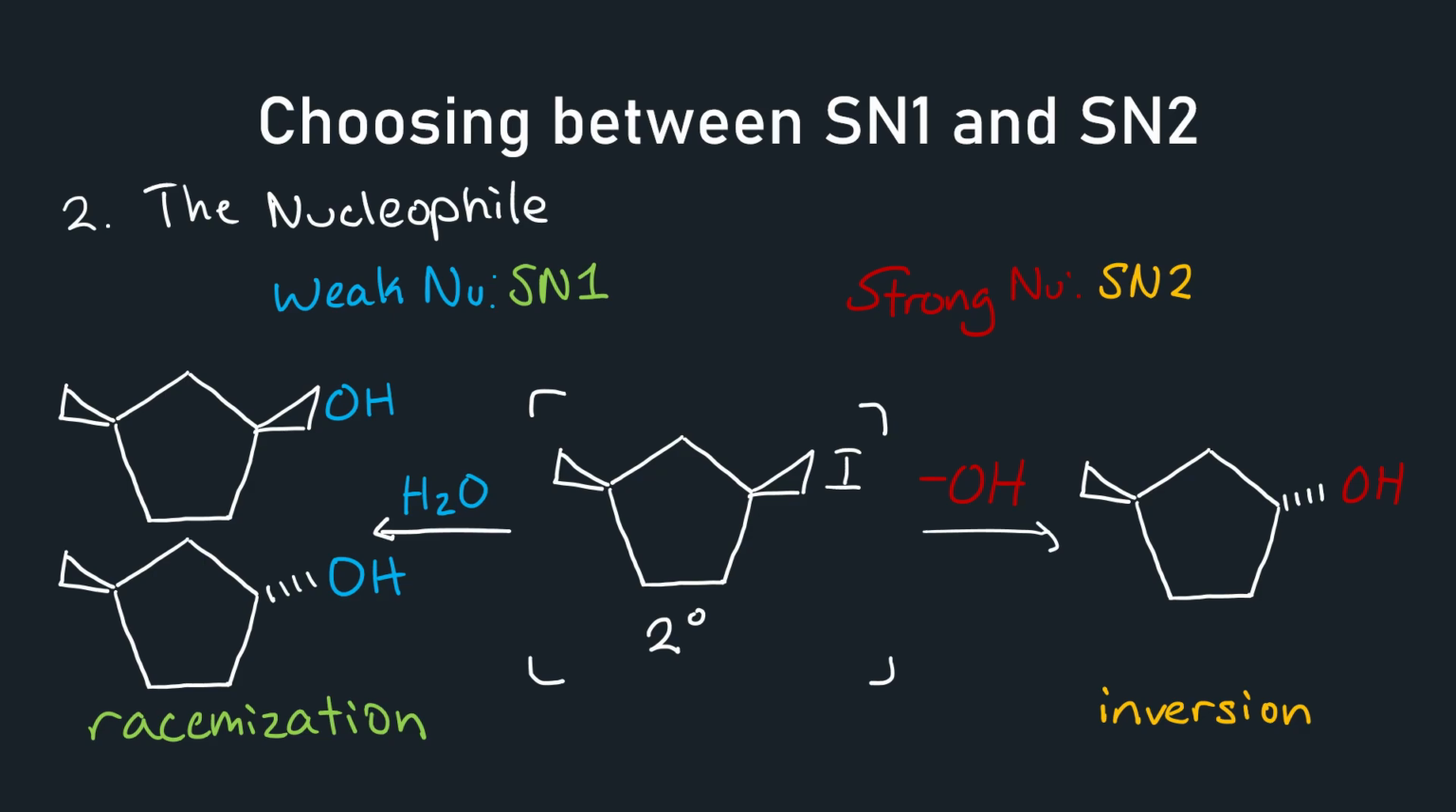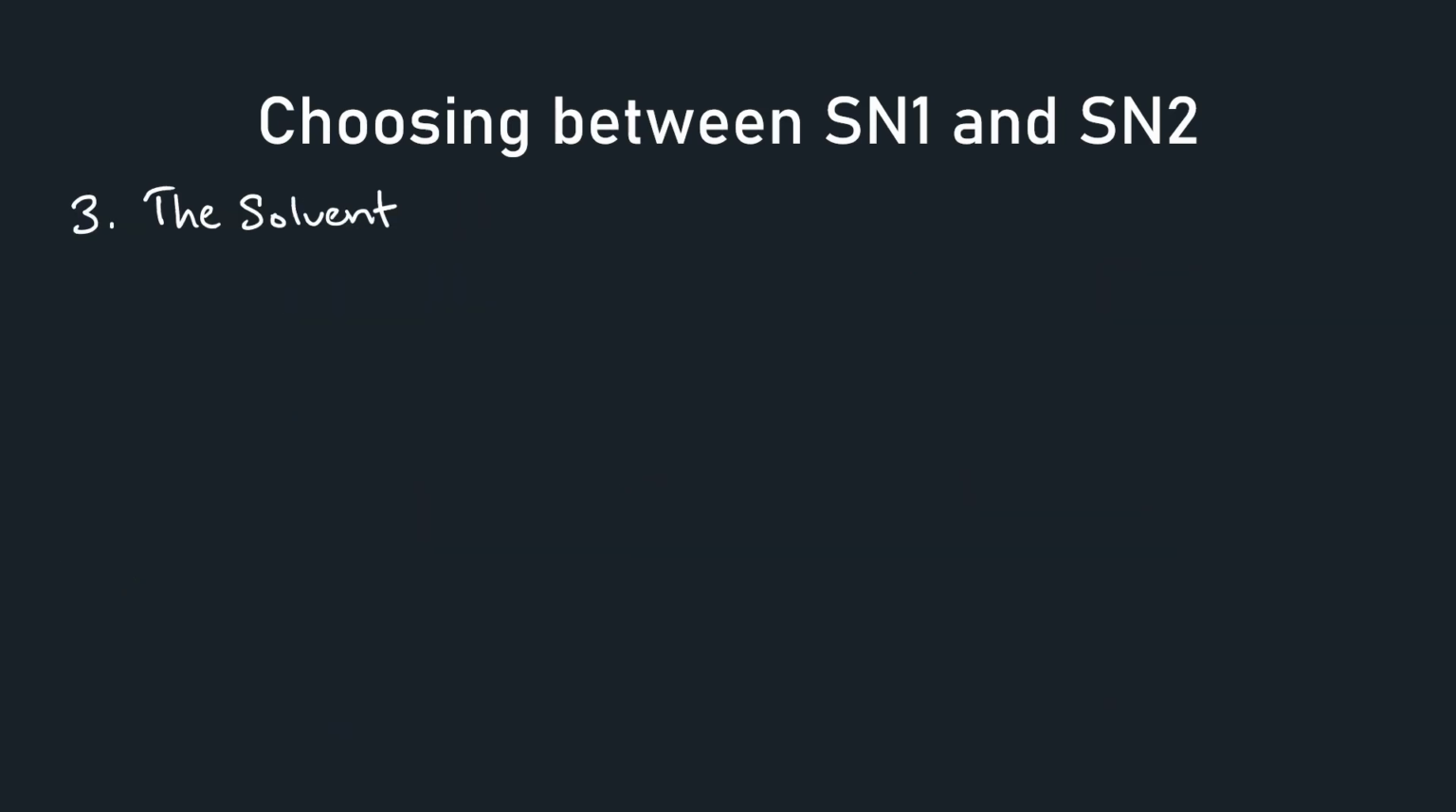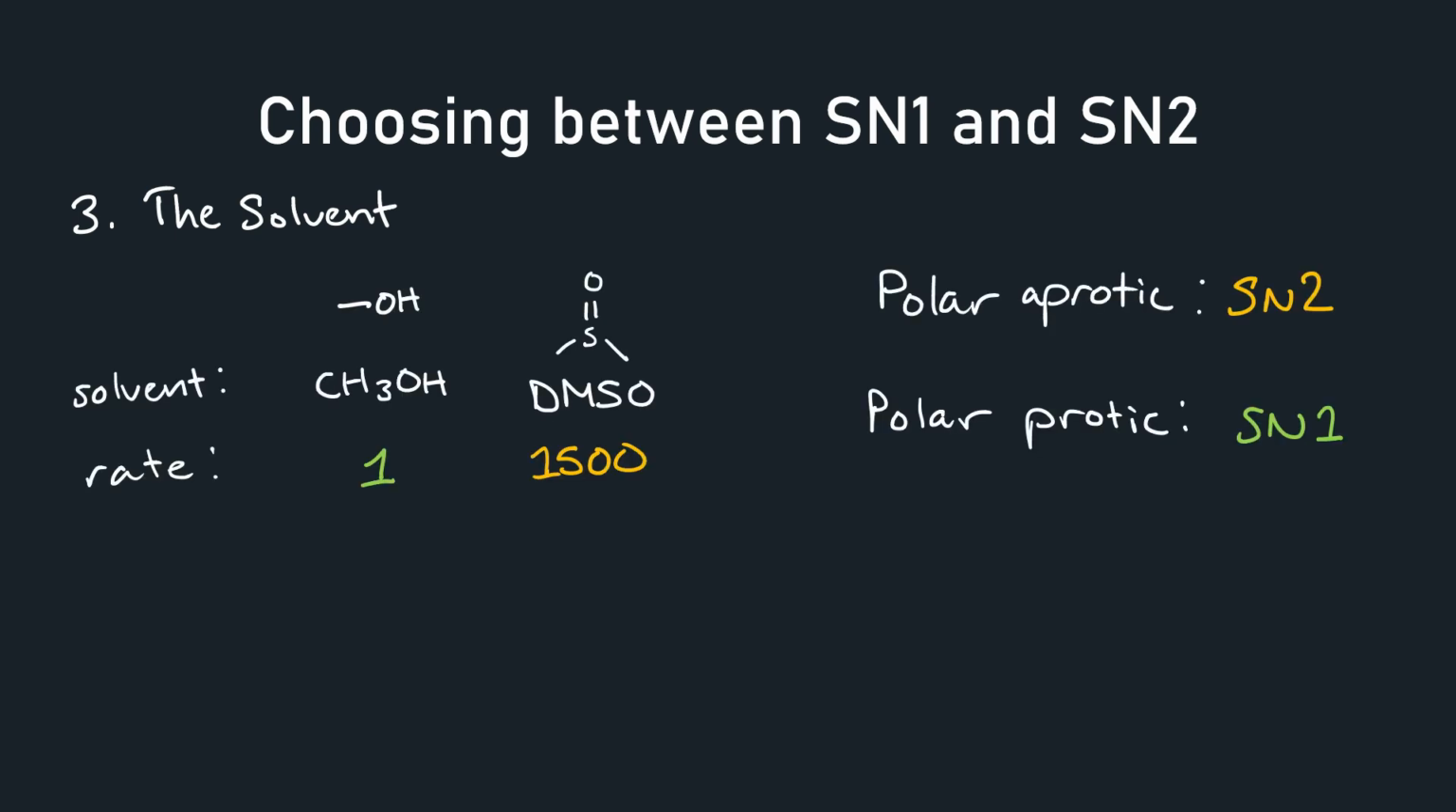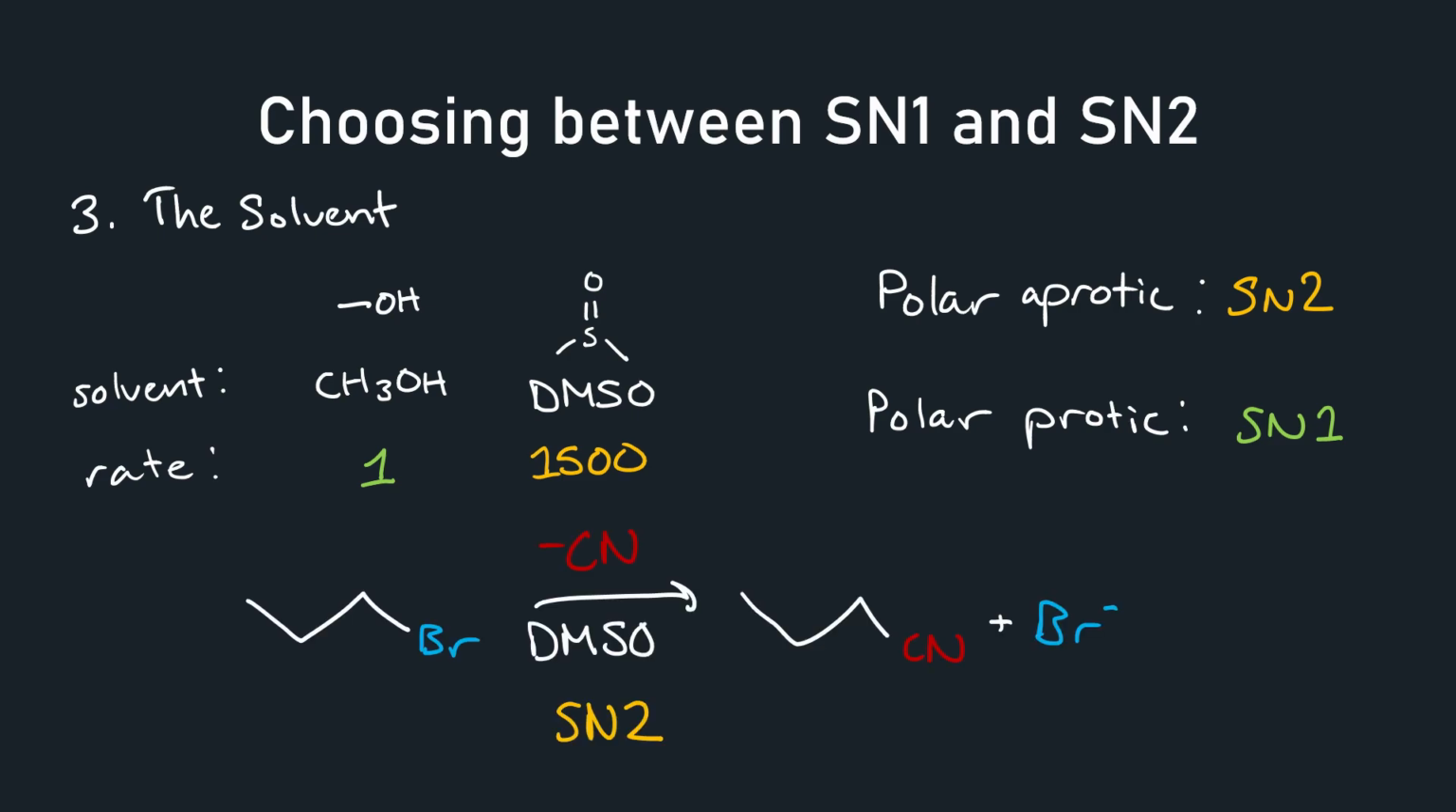Now, there's also a third order of priority that we're going to be looking at, which is the solvent. Polar aprotic solvents favor an SN2 reaction, and polar protic solvents favor SN1. Here's an example where our DMSO results in an SN2 reaction. And as you can see, polar aprotic solvents usually result in a faster rate than polar protic solvents.